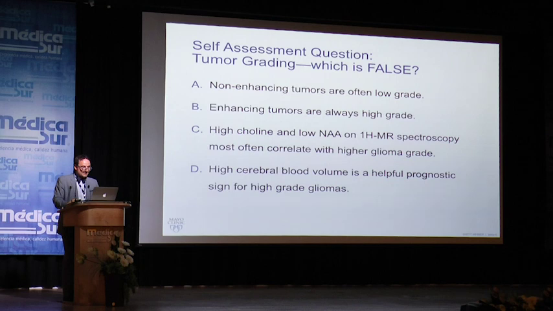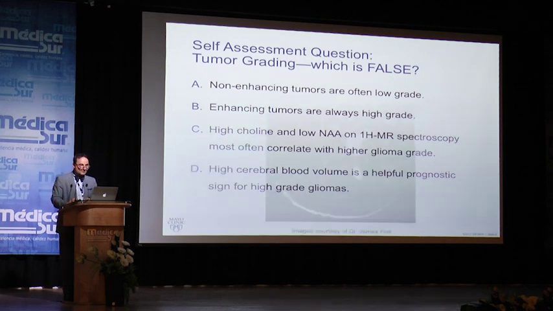The next one is the study based on spectroscopy, and I will show you some examples of that. Typically, a high choline peak is associated with high-grade glioma, so this is a correct statement. And then finally, another imaging technique that we use in low-grade and high-grade gliomas is cerebral blood flow, and it's a helpful prognostic factor, especially in high-grade tumors.